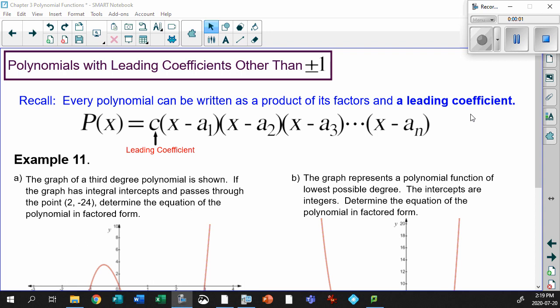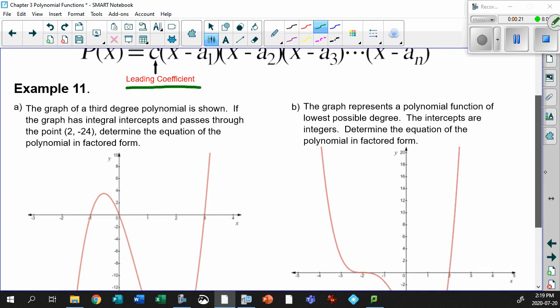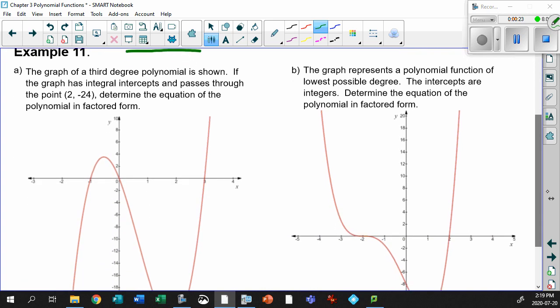So let's use this idea of stretch factors now, and specifically a vertical stretch factor with a leading coefficient. All the leading coefficients so far have either been plus or minus 1, but what if our leading coefficient isn't plus or minus 1? What's going to happen? Real simple. I'm going to give you two examples in this podcast which are really cool. Now, the coolest thing is, watch this.